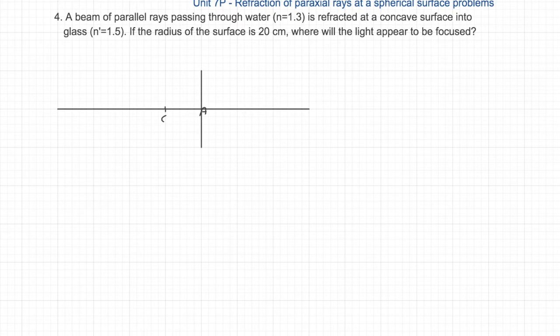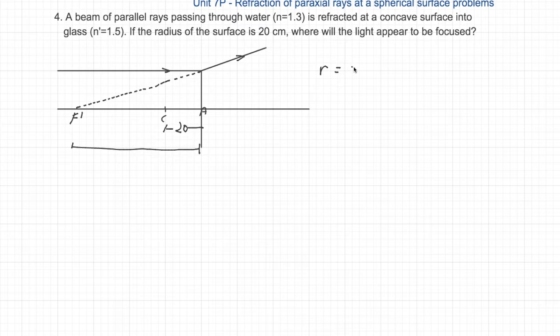Question 4, a beam of parallel rays passing through water, n equals 1.3, is refracted at a concave surface into glass, n prime equals 1.5. If the radius of the surface is 20 centimeters, where will the light appear to be focused? So there's a ray parallel to the optical axis. It will be refracted away from the normal and appear to be coming from F prime.